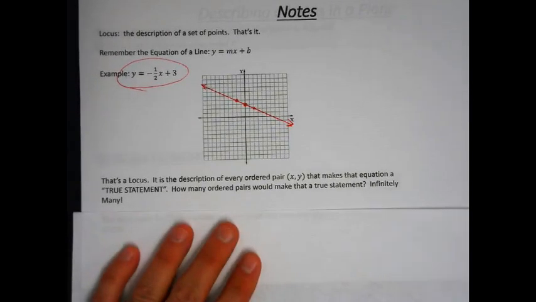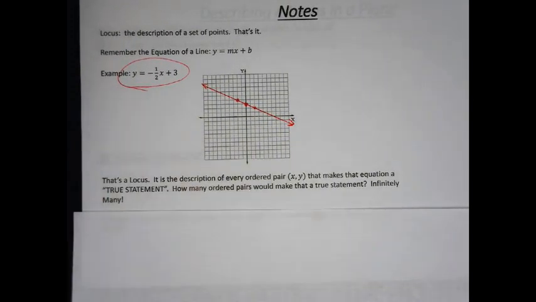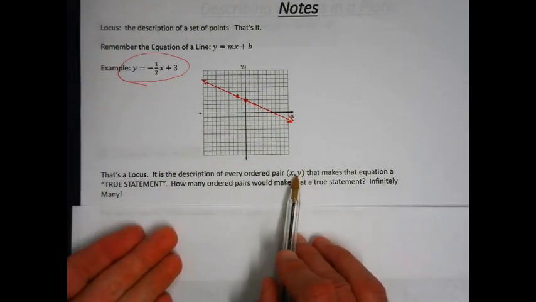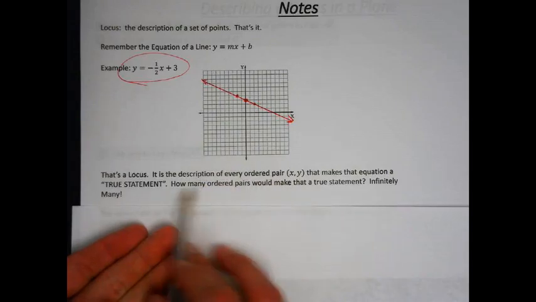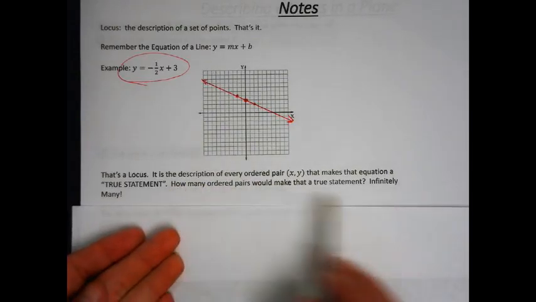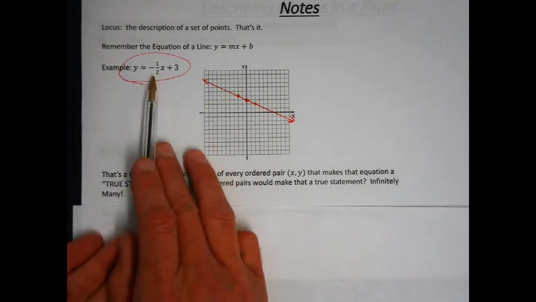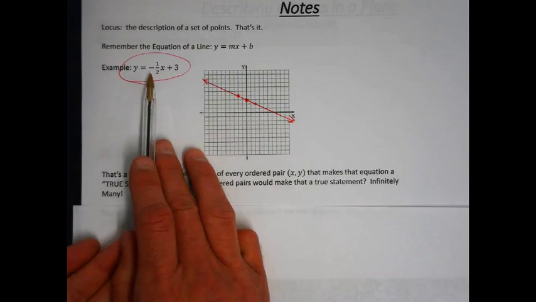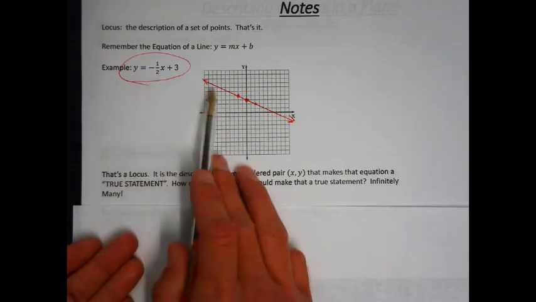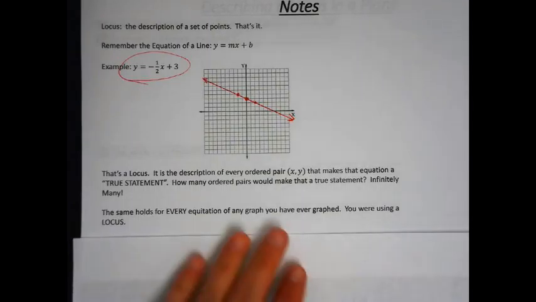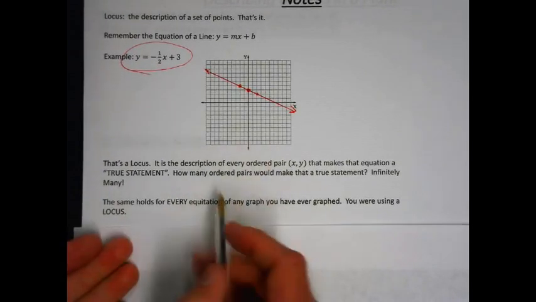So basically, I'm just writing that down. Sneezed on camera. There we go. So it's the description of every ordered pair (x, y) that makes this equation a true statement. Okay, so we would think, how many ordered pairs would make that a true statement? Infinitely many ordered pairs make this true. So we have a graph to represent it. So equation, I just realized I misspelled this word.